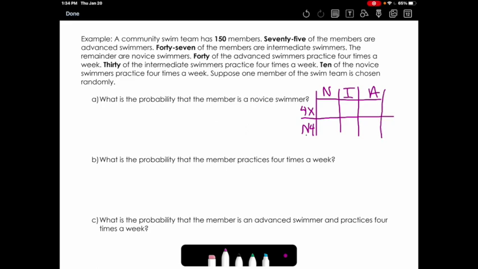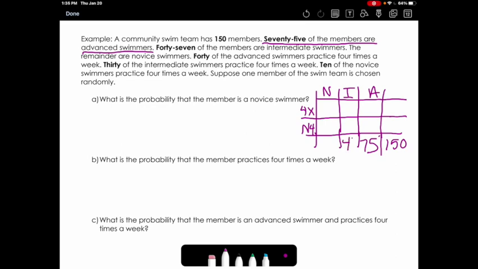Now, the information that's given to us in the problem says there is a total of everybody in this group that is 150. So I'm going to label that down here in the ultimate total column. Now, if we go through and find all the information that's given step by step, then we can enter it into this table. It says 75 of the members are advanced swimmers. So of all of these 150 swimmers, there's 75 that are advanced. So I'm going to put 75 in the advanced column at the bottom for the total.